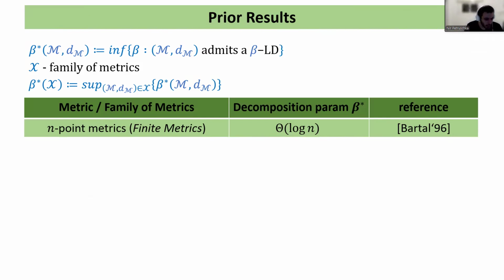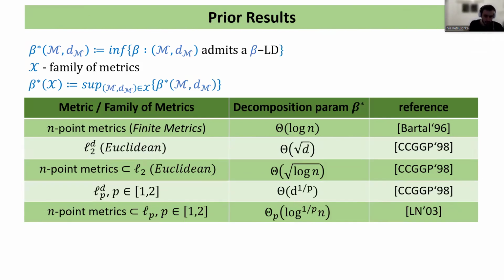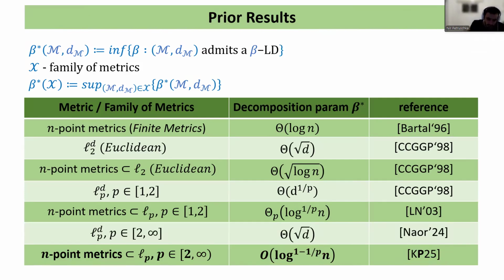And for L_p spaces, we actually almost know the situation as well. So for the Euclidean case, we know that the decomposition parameter is the square root of the dimension, and for n-point metrics that lie in a Euclidean space, we know that the decomposition parameter is square root of log n. We also know the answer when the value of p is less than 2. And in this work, we resolve the decomposition parameter for the family of n-point metrics that lie in an L_p space where the value of p is greater than 2.